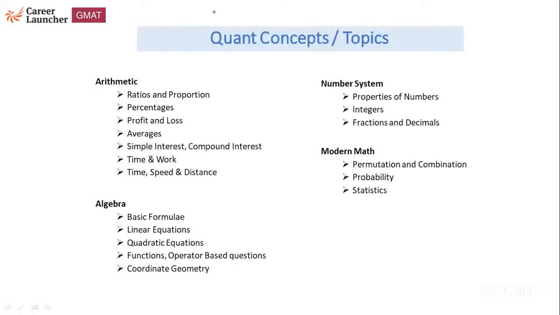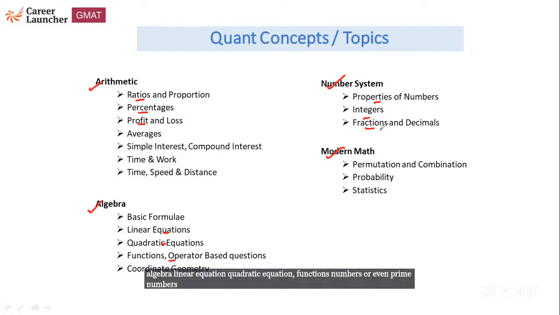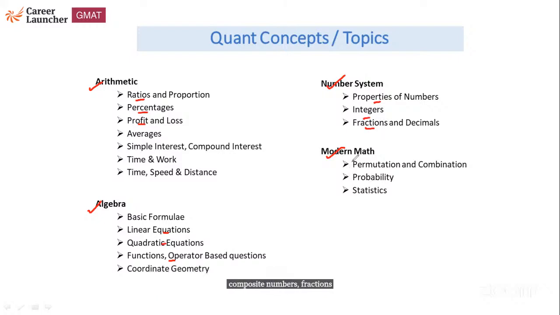Now the topics which are tested, which you have to prepare: arithmetic, algebra, numbers, modern math. Subtopics: ratio, proportion, percent, profit loss, average, speed, time, distance. Algebra: linear equation, quadratic equation, functions. Numbers: odd, even, prime numbers, composite numbers, fractions. Modern maths: permutation, combination, probability, mean, median, mode. These are all topics and subtopics which you have to study.